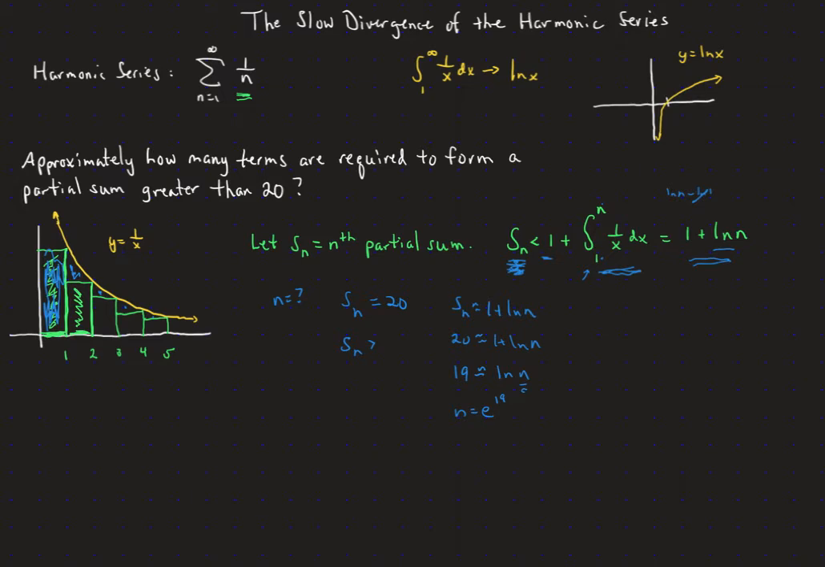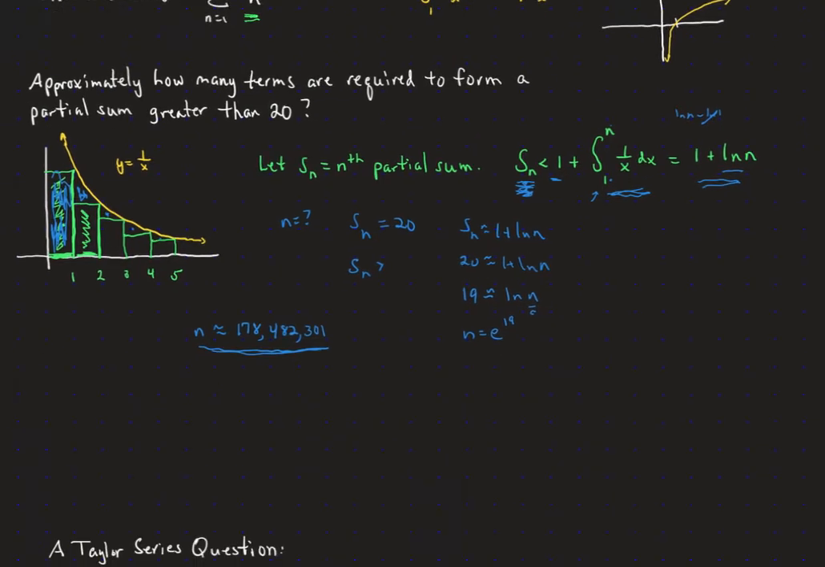But e to the 19th is approximately 178,482,301. So that's a rough estimate, but we probably might need even more than that because of our undercount. Okay? That's just an idea of how slowly that diverges.